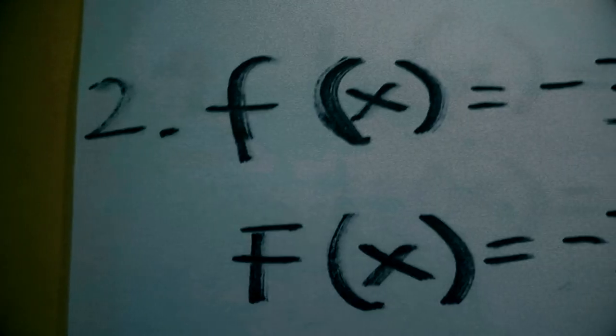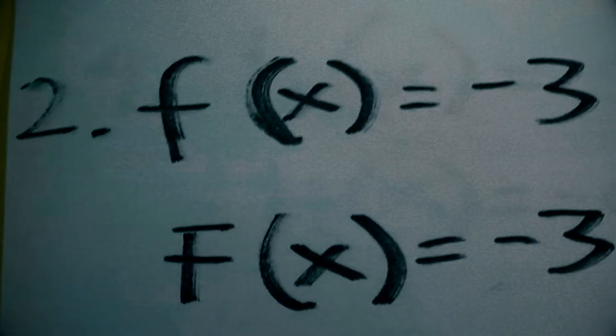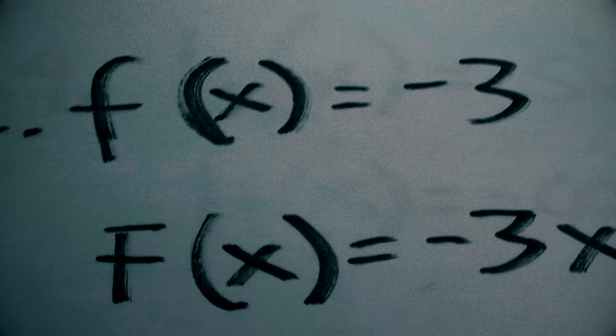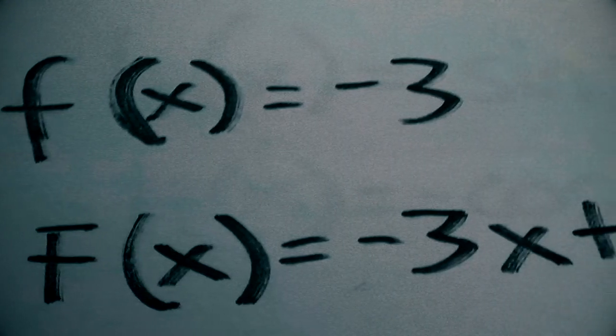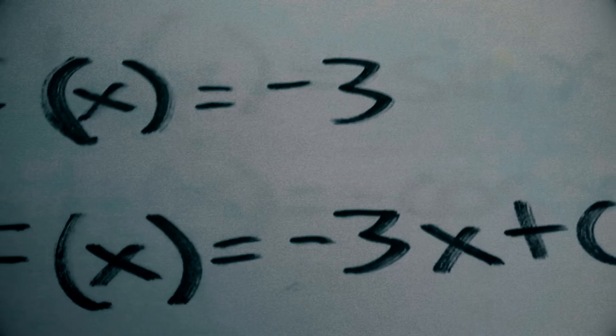Number 2. f of x equals negative 3. And the answer would be f of x equals negative 3x plus c.